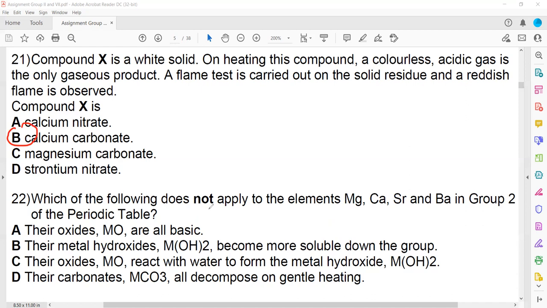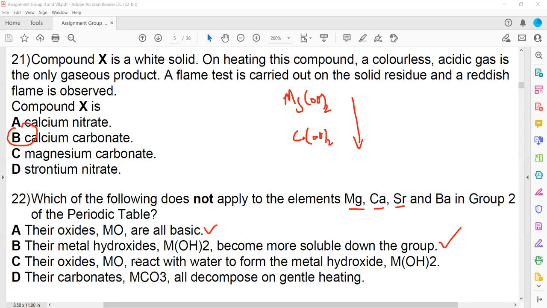Which of the following does not apply to the elements magnesium, calcium, strontium, barium? Their oxides are all basic. Metal oxides, group 2 oxides, tend to form basic oxides. So that is correct. Their hydroxide will have a formula of Mg(OH)2. That is also correct. When we write magnesium hydroxide, we write Mg(OH)2, and calcium hydroxide, as they have a valency of +2, and become more soluble as we go down. Solubility of hydroxide increases, that's true.